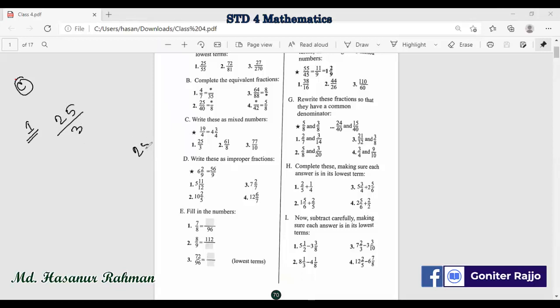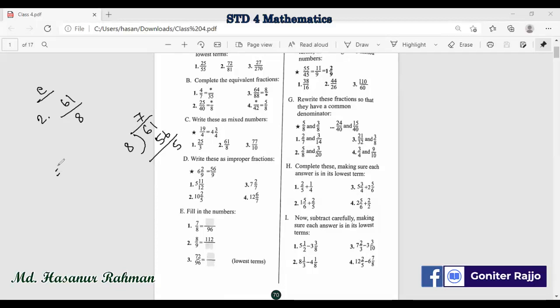So 25 divided by 3, then we'll get 3 8s are 24. Then what will be our remainder? That is 1. So we can say the answer should be 8 whole 1 by 3. Now C2. C2 says 61 by 8. So if we divide 61 by 8, we will get 8 7s are 56. So what will be our remainder? 5. So here our answer should be 7 whole 5 by 8. 7, the quotient, will be at first, 5 will be on the upper position, and 8 will be on the lower position.